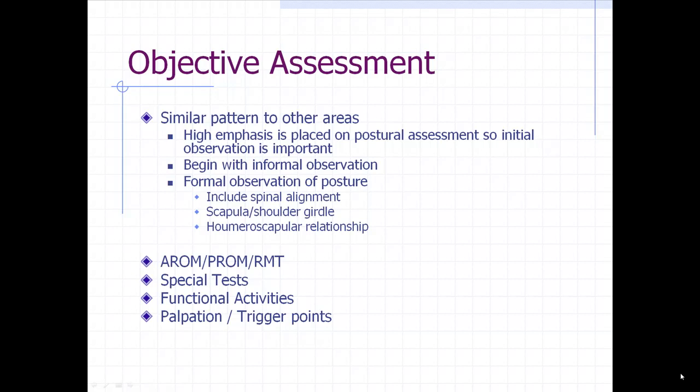When we move on to the objective assessment, again, it follows a similar pattern to other areas. A significant amount of emphasis has to be placed on postural assessment here, in particular the interrelationship of the spine, the scapula and the humerus. We then move on to the ranges of movement, active, passive, and then resisted muscle tests. Then there's a group of special tests to assess specific areas or specific structures, before moving on to functional activity and then confirmatory palpation.